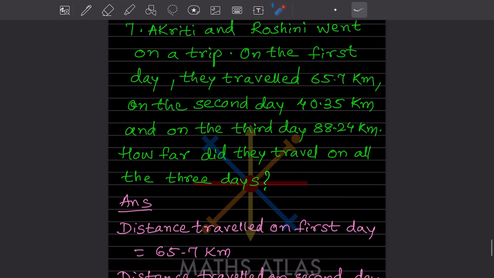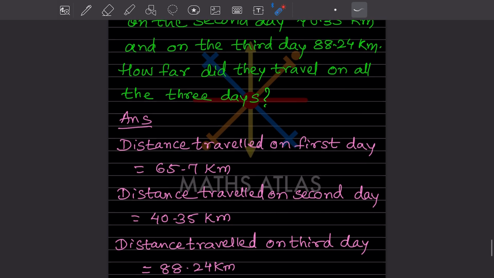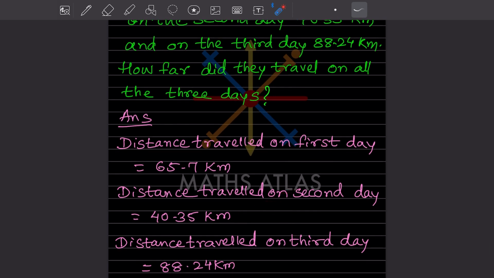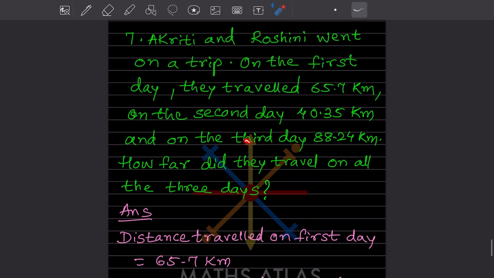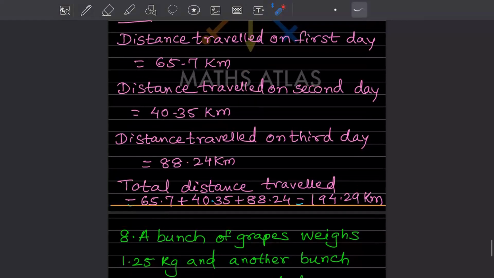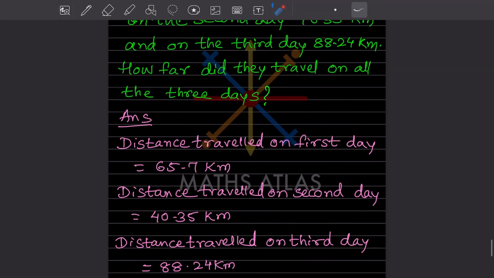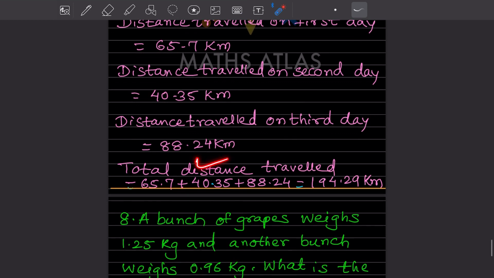This is the best way to write the statement, like distance traveled on the first day. See how the statement should be written, that is also very important: distance traveled on the first day is this much, distance traveled on the second day is this much, distance traveled on the third day is this much. They asked for all, meaning total distance traveled. You are going to add all these 3. Hope you got this one.